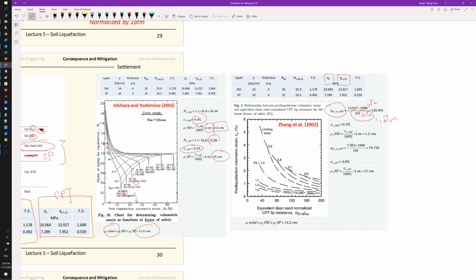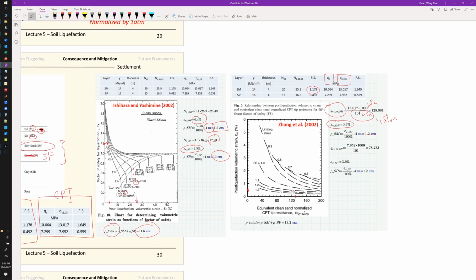So we get our normalized cone tip resistance for the silty sand layers as about 128. So it's about here. And then we know the factor of safety for this layer for soil liquefaction triggering is about 1.2. Then we know this is where we're looking, and the corresponding volumetric strain is right there, about 0.3. So we calculate the thickness of this layer, and then we get the expected settlements due to liquefaction.